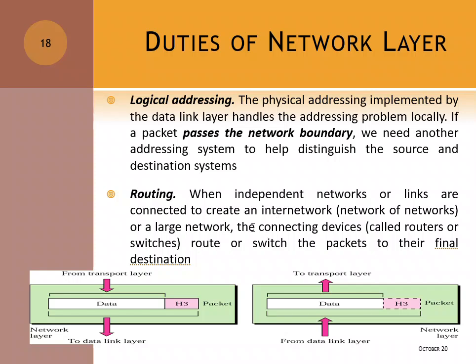Okay. When independent networks or links are connected to create an internetwork or a large network, the connecting devices called routers or switches route or switch the packet to their final destination. So, fungsi routing ni dijalankan oleh router dan dia berada di bawah responsibility of network layer. Okay, nanti at the end of this chapter, we are going to look at what is the difference between logical addressing dengan physical addressing. Okay, so for the time being, you have to know the responsibilities of each layer first.